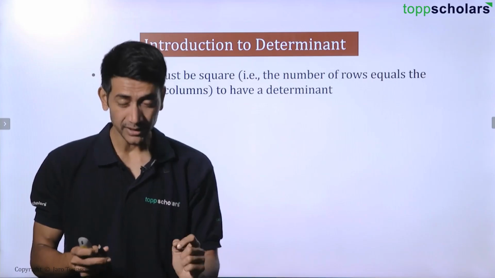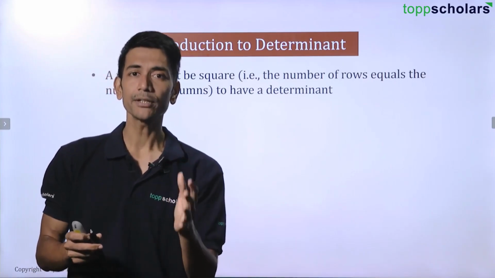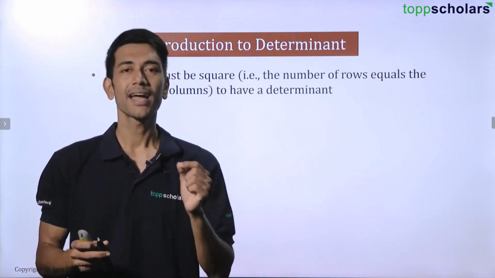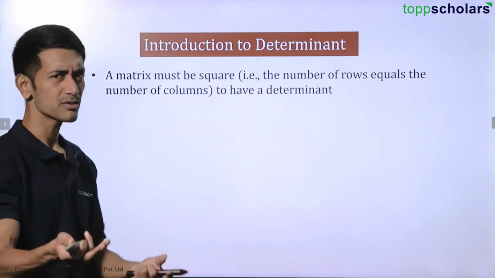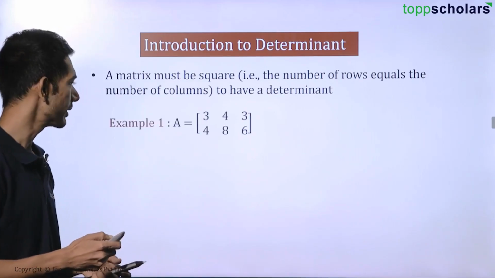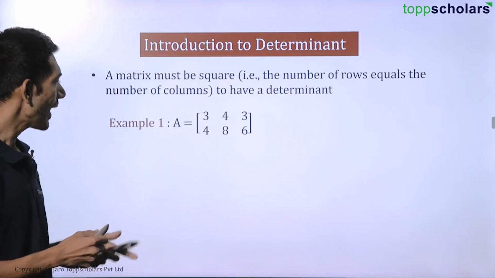So it is a compulsion that if you want to find out the determinant of any matrix, that matrix has to be a square matrix, that is, the number of rows equals the number of columns. Just now I mentioned that to have a determinant. Now let us see an example. Now have a look at this.